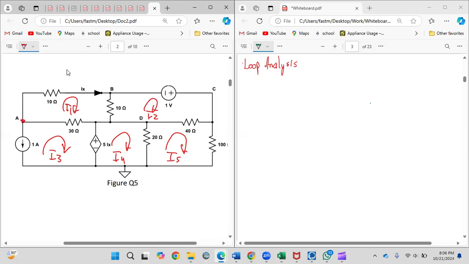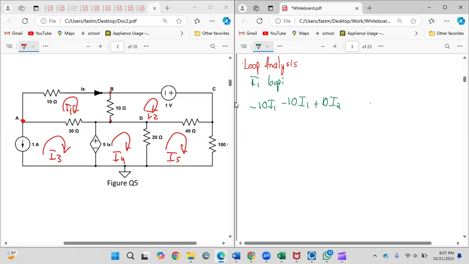So start with the I1 loop. You go up, you come across. For the I1 loop, it can be minus 10 I1. Now you're going through this resistor, but the catch is that you have two currents going through it. Don't be afraid. It will still be minus 10 I1, but the current in the opposite direction will have the opposite sign, so it will be plus 10 I2.